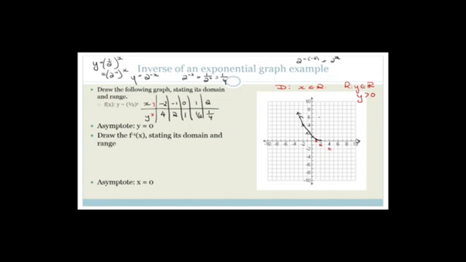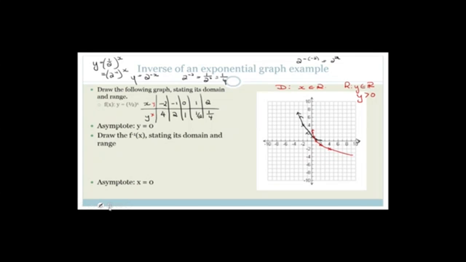When x is 1, y is 0. When x is a half, y is a quarter. And there we go. So they actually cross. There we go. That's much better. And this time, again, what do you find? You find the asymptote is x equals 0.